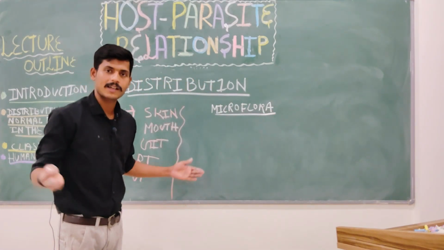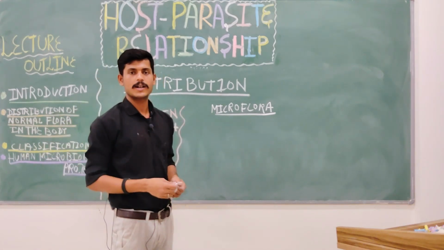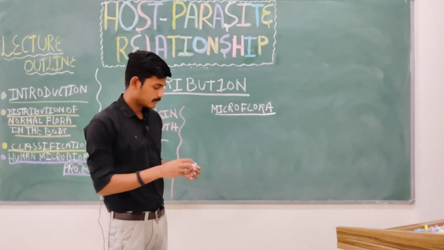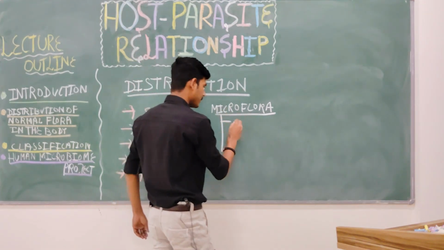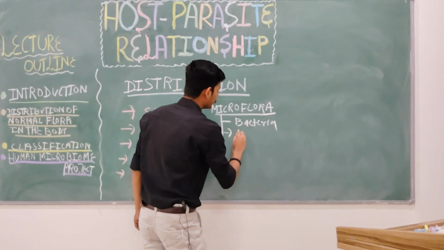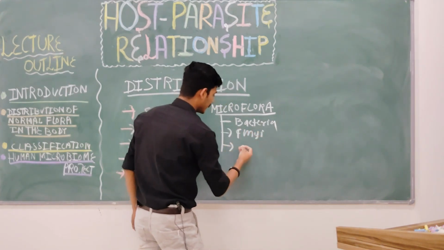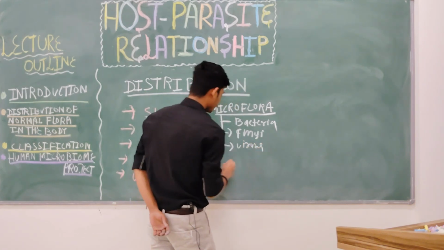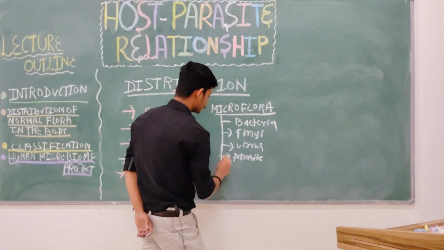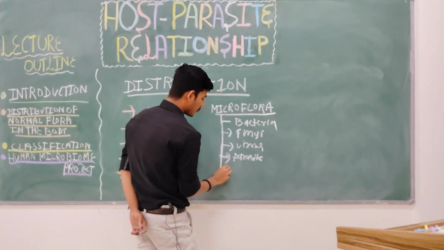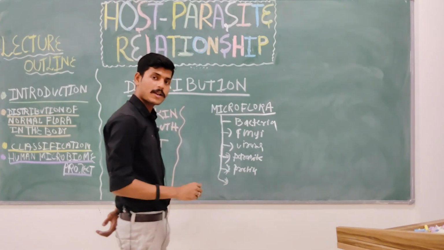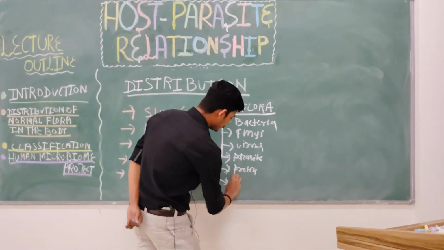Because microbes are diverse, we have seen that microbes are bacteria, viruses, protozoa, fungi, different types of parasites. So what does microflora contain? Majorly they contain bacteria, but there can be fungi, then there can be viruses, then different types of parasites, then some protists, even some micro animals, living in us.